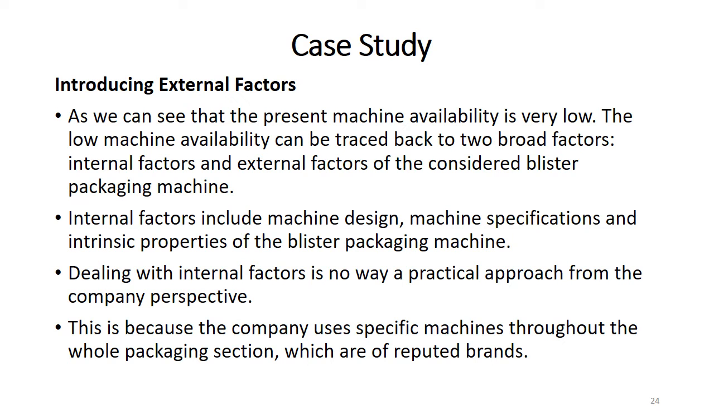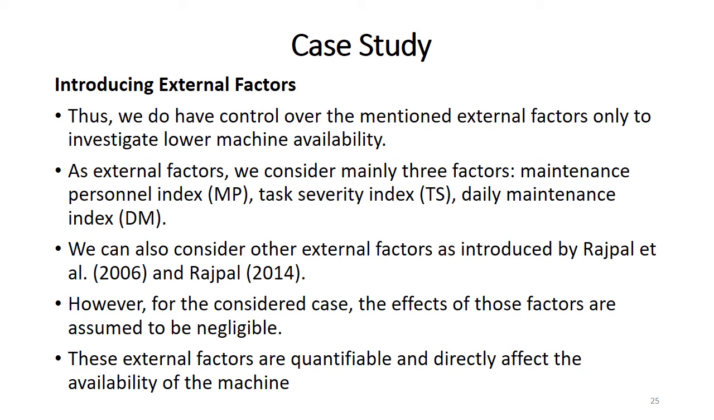Now we can see that the present machine availability is very low, and this reason can be traced back to 2 broad factors: internal factors and external factors. Internal factors include machine design, machine specifications, and intrinsic properties of the blister packaging machine, which is in no way a practical approach from the company perspective, because the company uses specific machines of reputed brands throughout the whole packaging section. So we can easily see that we have control over only the external factors, and we considered 3 external factors: maintenance personnel index, task severity index, and daily maintenance index.